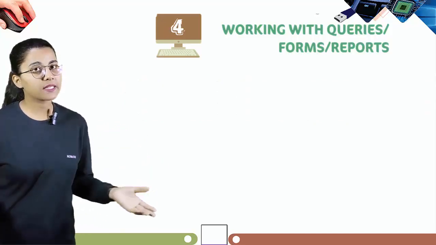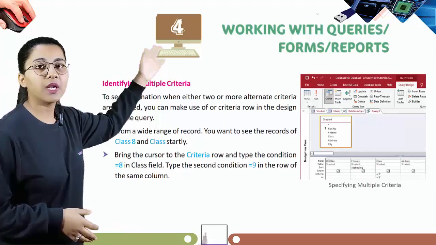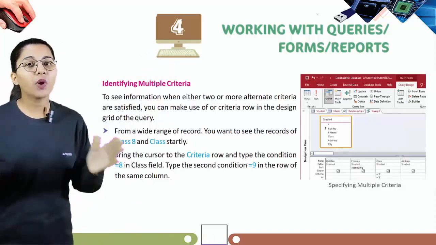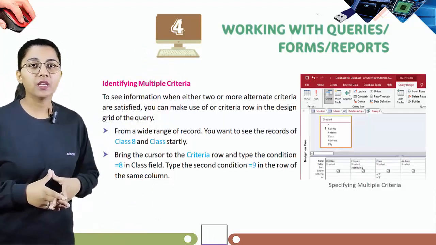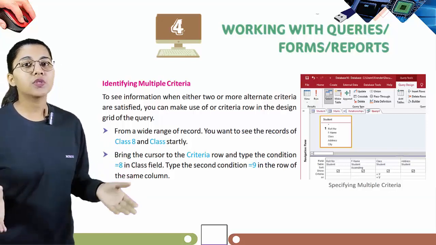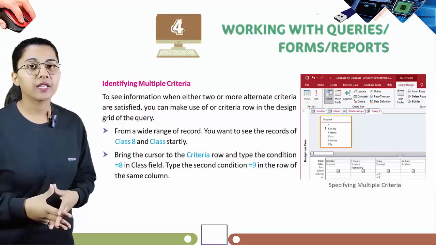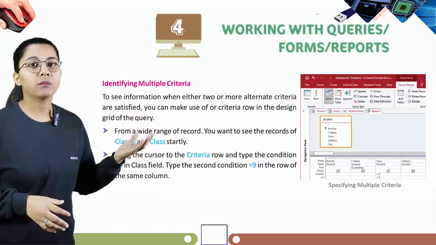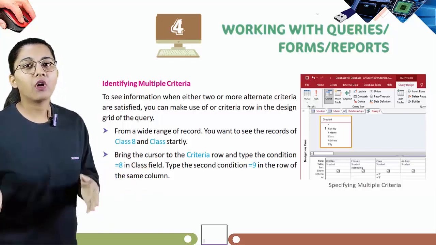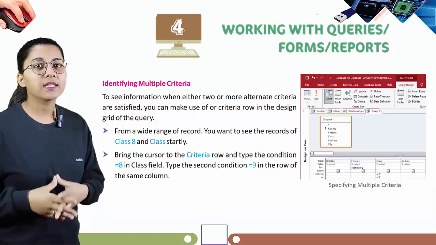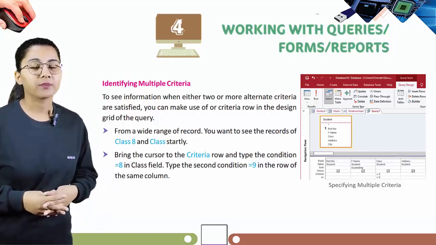Now students, let's learn about identifying multiple criteria. How will you identify multiple criteria? Let's learn about it. To see information when either two or more alternate criteria are satisfied, you can make use of the OR criteria row in the design grid of the query.